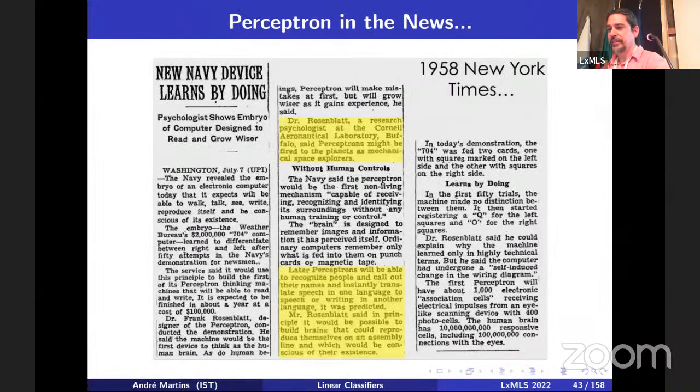And if you look at some parts of it, you see things like: Dr. Rosenblatt, a research psychologist at the Cornell Aeronautical Laboratory, said perceptrons might be fired to the planets as mechanical space explorers. And later, perceptrons will be able to recognize people and call out their names and instantly translate speech in one language to speech or writing in another language. Mr. Rosenblatt said, in principle, it will be possible to build brains that could reproduce themselves on an assembly line and which will be conscious of their existence. Okay, so very bold claims at the time. Maybe not so different from what you're seeing today.